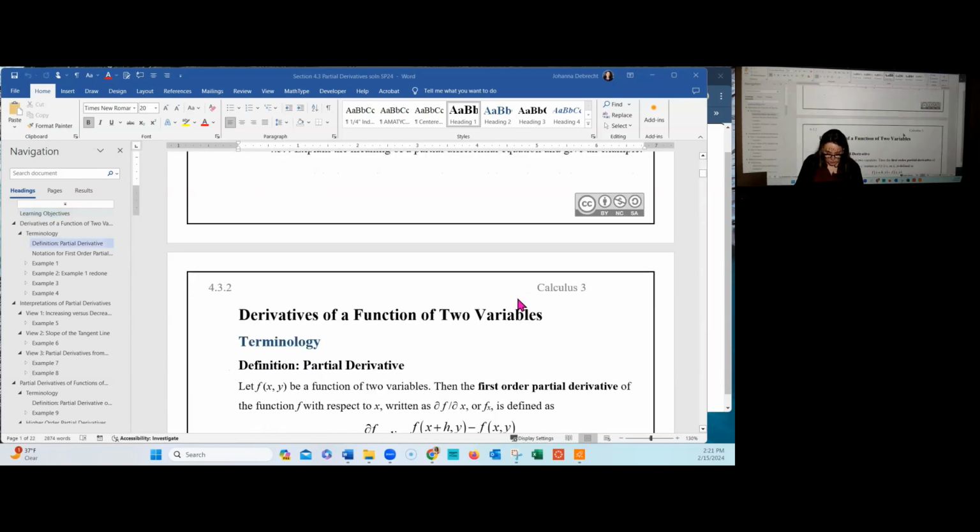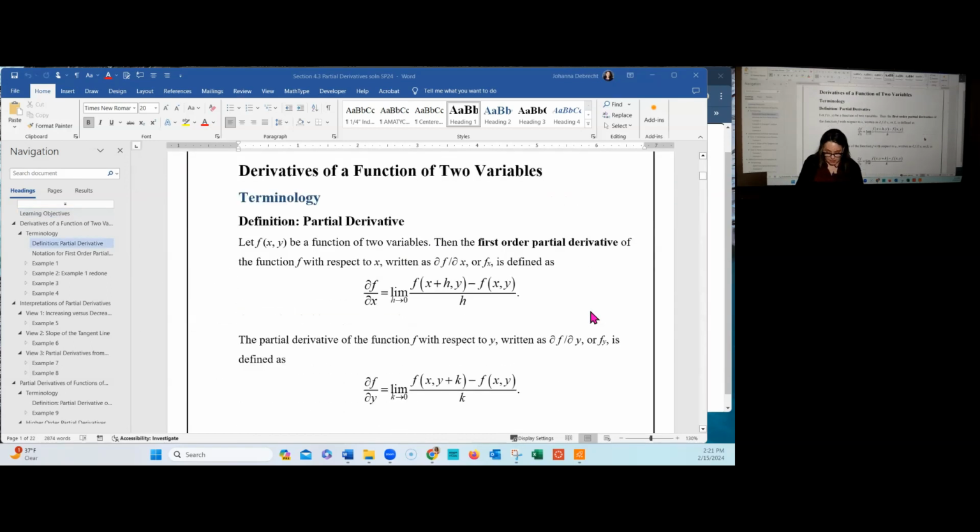We're going to start with the definition of a partial derivative. And we're going to start with functions of two independent variables. So we're in three-dimensional space, two independent, one dependent. We can think of it as x, y, z, but it could also be x, y, and time, or x, y, and temperature, or something like that.